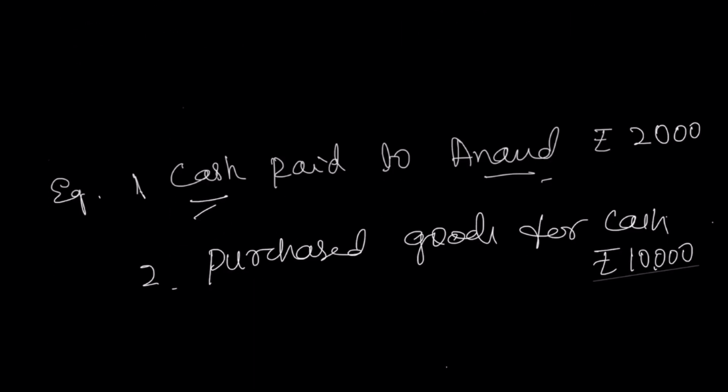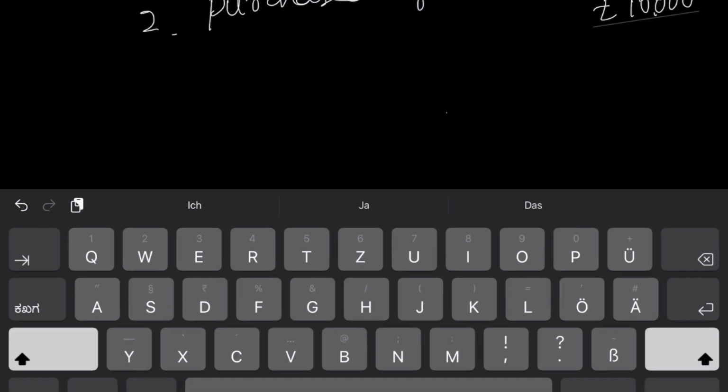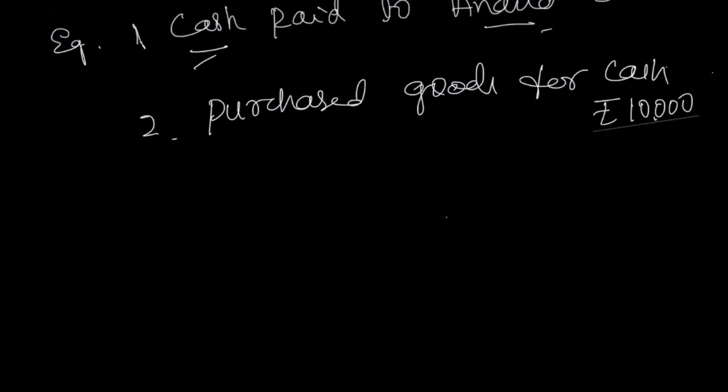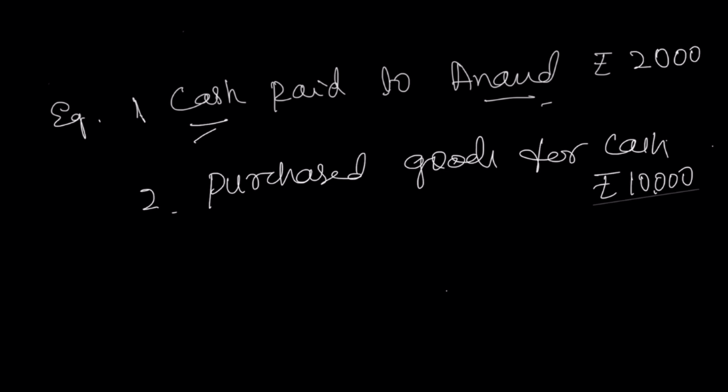Take an example like cash paid to Anand. Cash is one account, another one is the Anand account. Here the Anand account will be debited and the cash account will be credited. Why the Anand account is debited and why the cash account is credited, we'll understand by learning the golden rules of accounts.